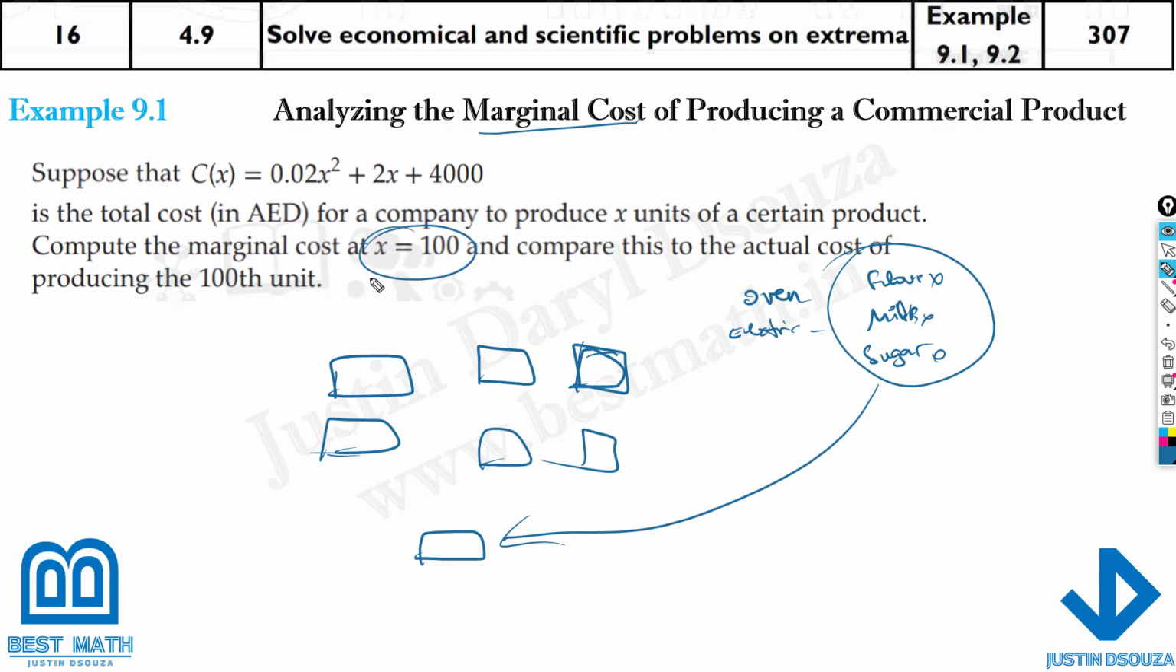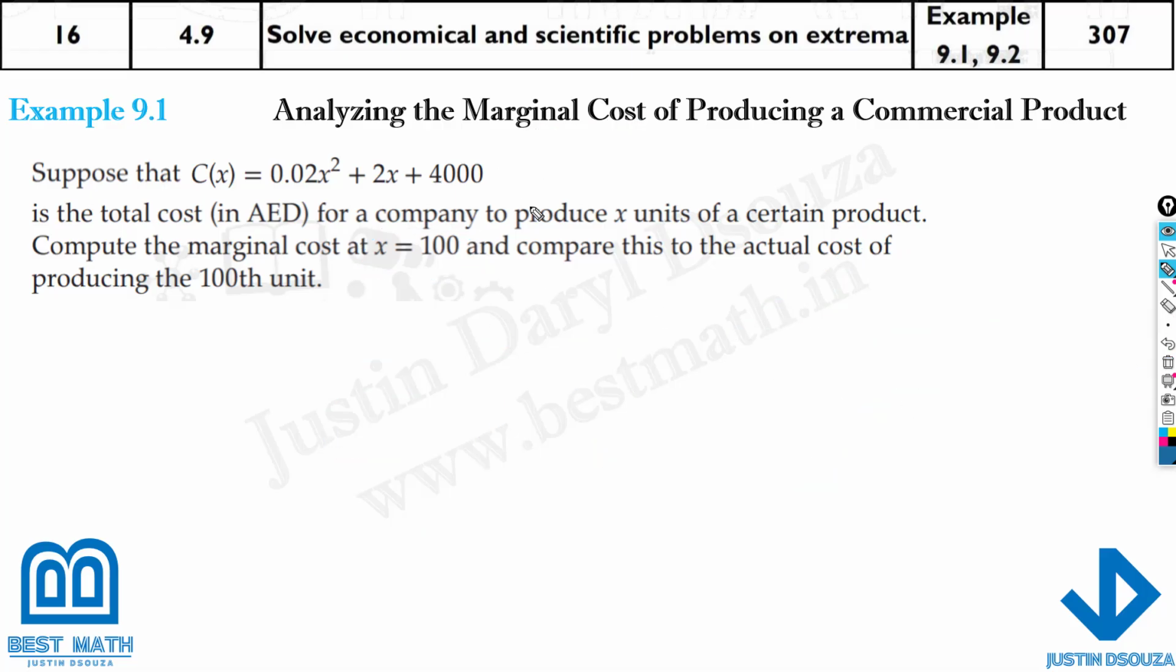Now, over here, when X is 100, there is a company which produces X units, and this is the total cost. We need to find the marginal cost for X equals 100. That means for the 100th unit, for this cost equation, how much will be the replenishable cost? That's the marginal cost. And we have to compare that to the actual cost of producing the 100th unit. So let's do this. It'll be step by step. First is step 1. That is marginal cost.